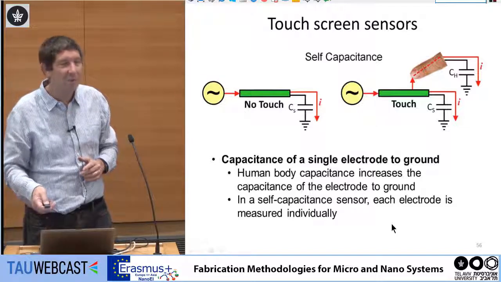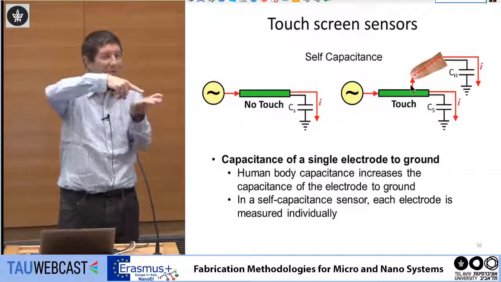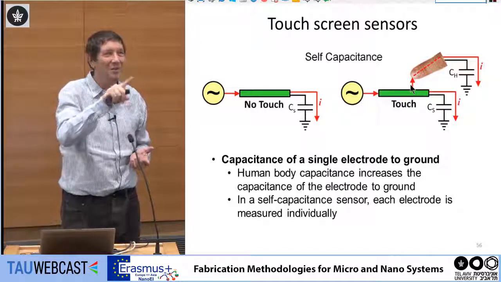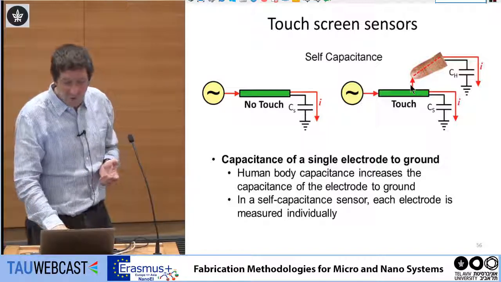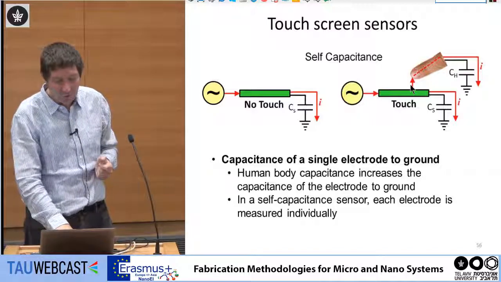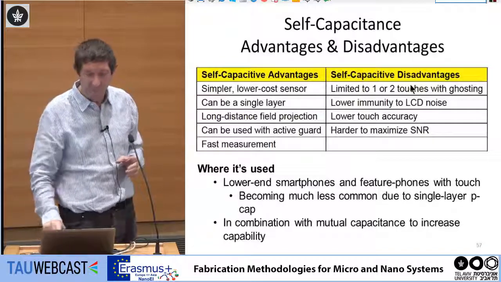And another interesting effect in these sensors is that there's a hovering effect. You don't need to touch. You just have to be close enough. So you can actually touch without touching, which is a very interesting thing. The human body capacitance increases the capacitance of electrodes to ground. In the self-capacitance sensors, each electrode is measured separately.